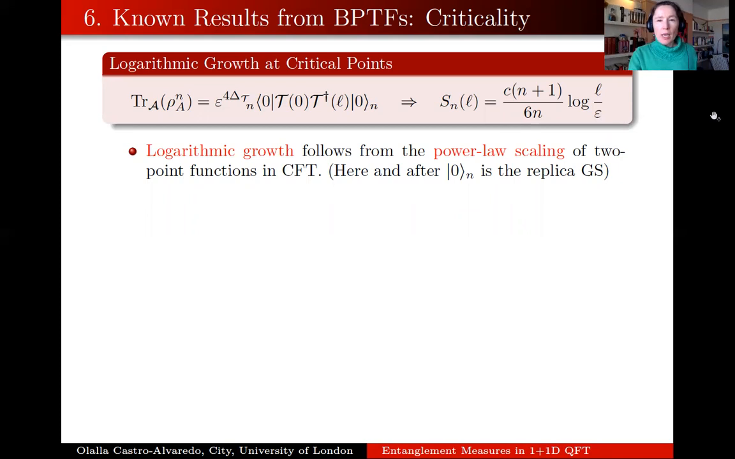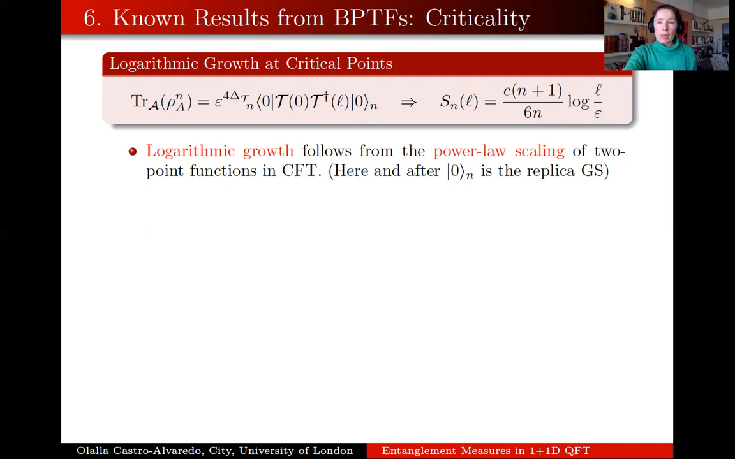And you see here that this epsilon, actually one way to define it is as a parameter such that if you write your entanglement entropy like this, there are no longer constant corrections to it. So it kind of puts together all the constant non-universal corrections to that quantity. And so logarithmic growth of entanglement follows from power law scaling of 2-point functions in CFT. And by the way, here we are always talking about the ground state in the replica theory, so 0n.